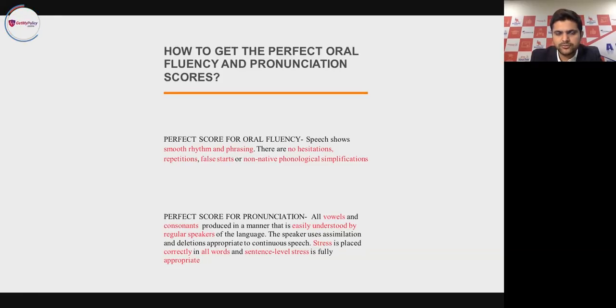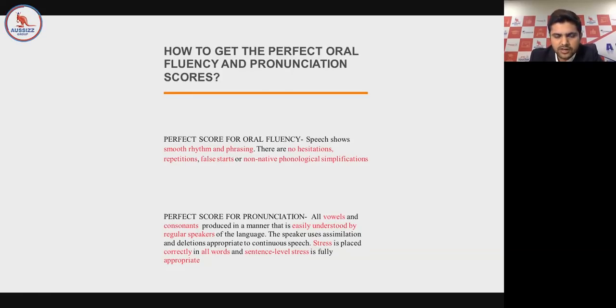You are not able to, the meaning of the word completely changes. For example, I gave you the example of tomato. If you break the word into parts, then that becomes a non-native phonological simplification of that particular word, which can completely change the meaning of that actual word. So this is something that you have to avoid if you want to get a perfect score for oral fluency.